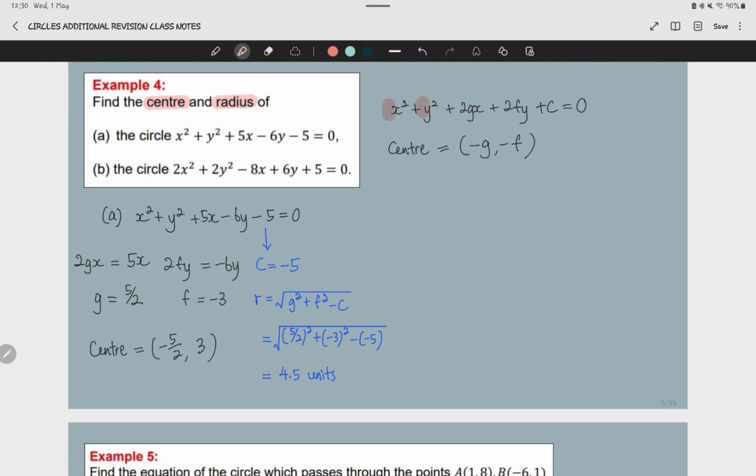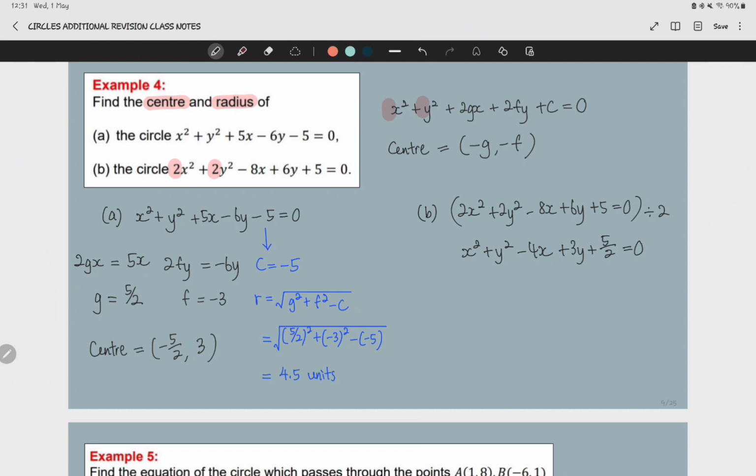Notice that the coefficient of x squared, y squared is always 1. So here it's 2, 2. You must try to make the 2 go away. So what do you do? You divide the whole equation by 2. So for B, I will be taking the whole equation and dividing it by 2, giving me x squared plus y squared minus 4x plus 3y plus 5/2 equals 0. So this is the equation that I have now.